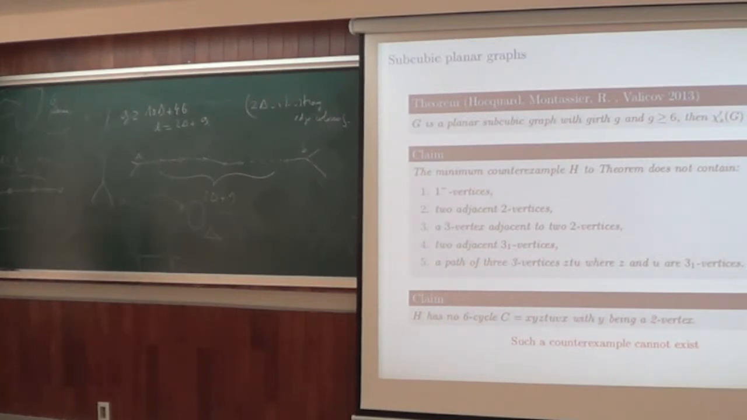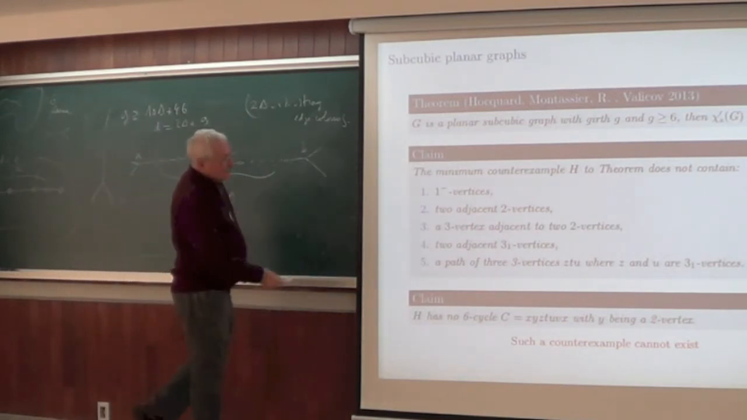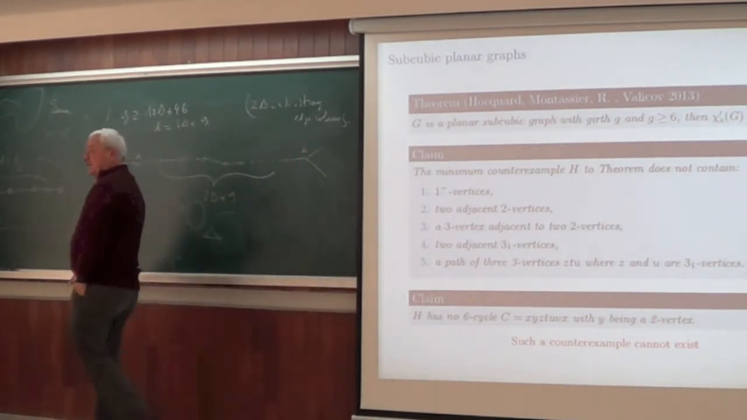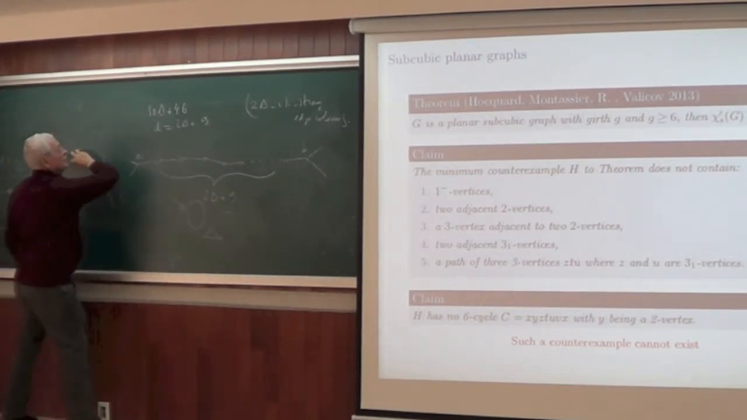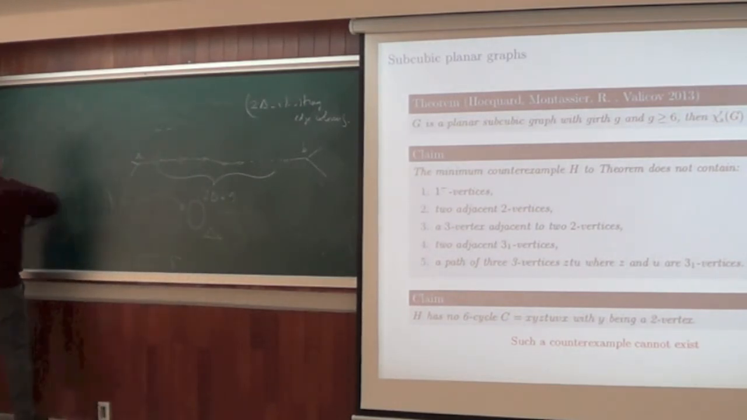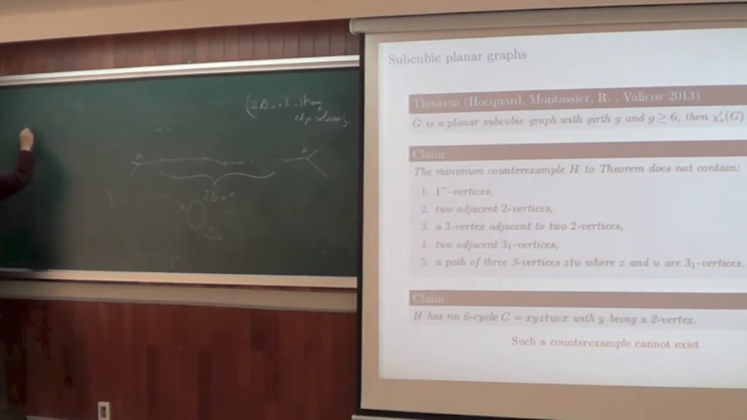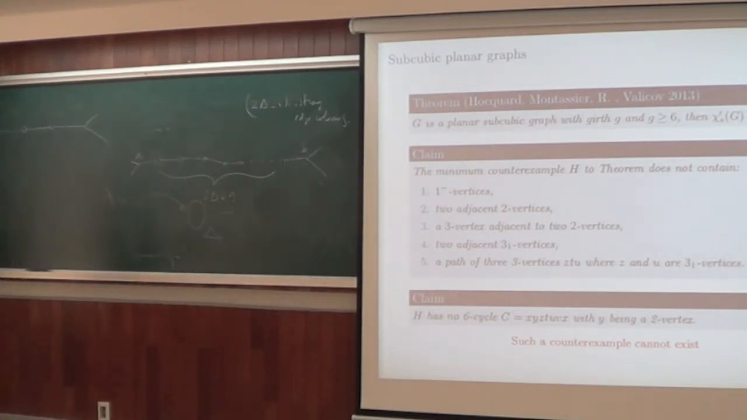In fact, what we do is take a minimum counterexample. We prove that in the minimum counterexample there are no vertices of degree 1, because we remove this vertex and we can recolor it with 9 colors. If we have two adjacent vertices of degree 2, it is also not possible in the minimum counterexample. Why? Because if you have two such vertices, I remove this edge, then it is a minimum counterexample, then I can color it with nine colors, to have a strong edge coloring.